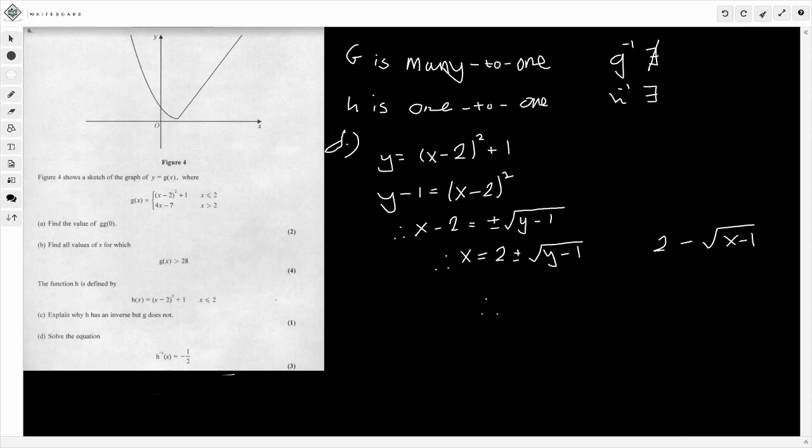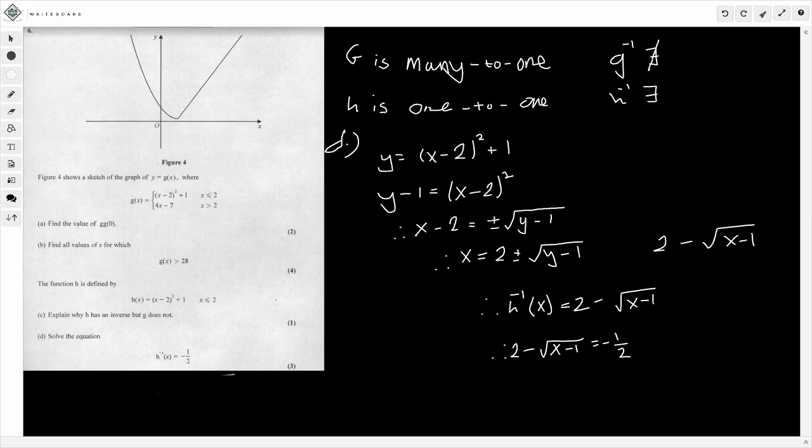So therefore, h inverse of x is equal to 2 minus the square root of x minus 1. So we've got our inverse. Now we just need to set it equal to minus a half. So if we set this equal to minus a half, 2 minus the square root of x minus 1 is equal to minus a half.